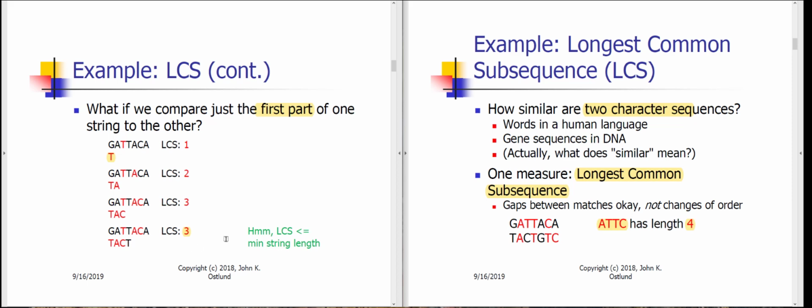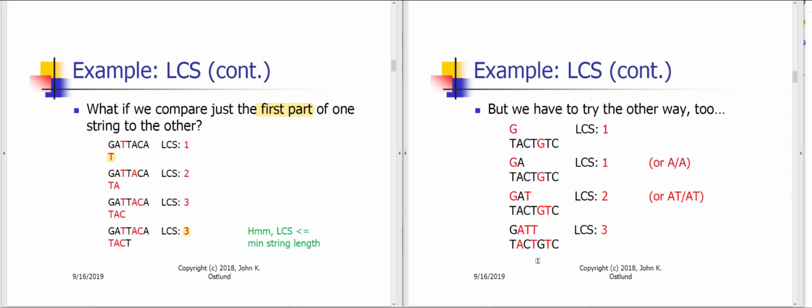And for whatever good this might do us, we'll just observe that the longest common subsequence has to be less than or equal to the minimum of the length of the 2 sequences of symbols. Does it make any difference if we compare the other direction? That is, if we compare subsequences of the first sequence with the entire second sequence.